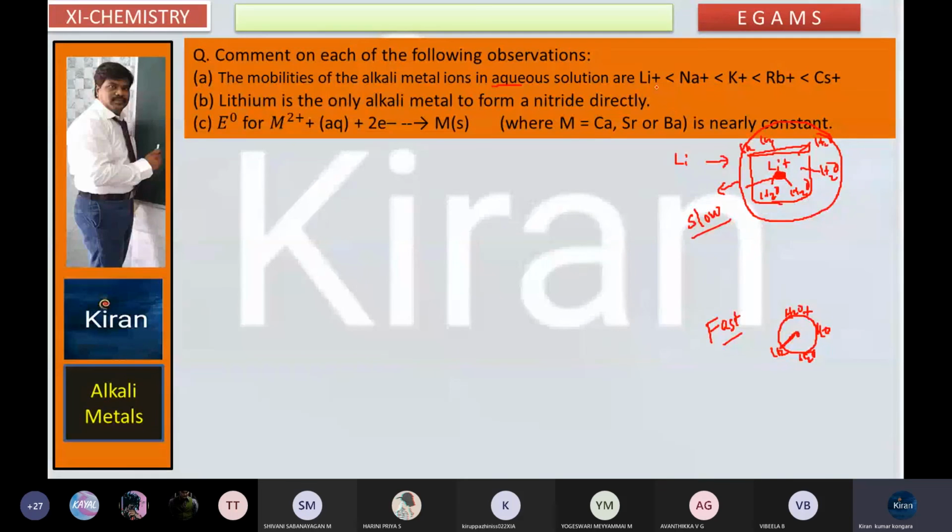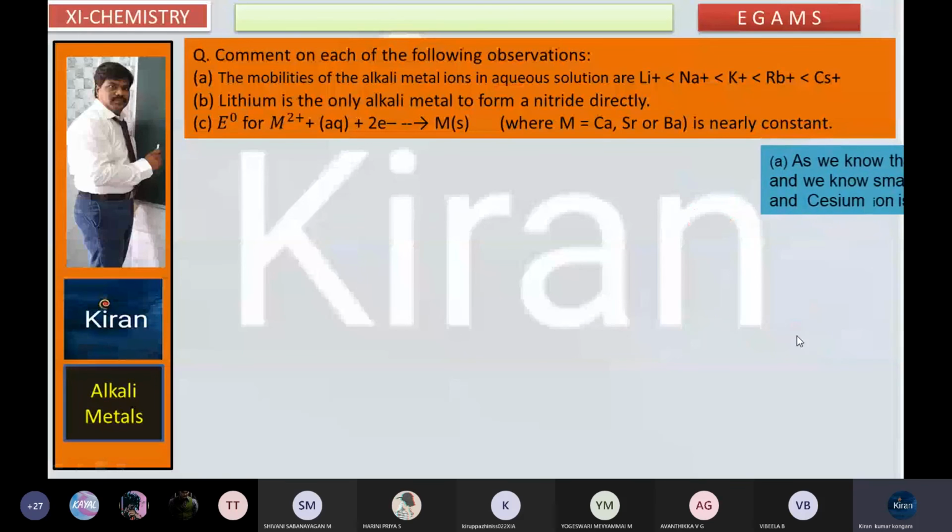Lithium ion in water has less mobility, but cesium ion in water has high mobility because of less holding of water molecules. Its radius should be less. With high holding of water molecules, its radius is high, so it will move very slowly, but the cesium ion in water will move very fast.